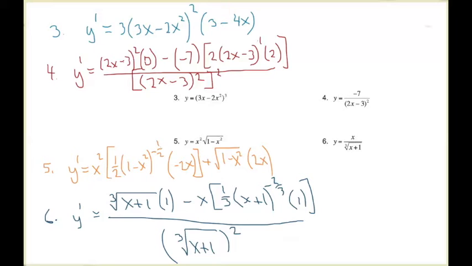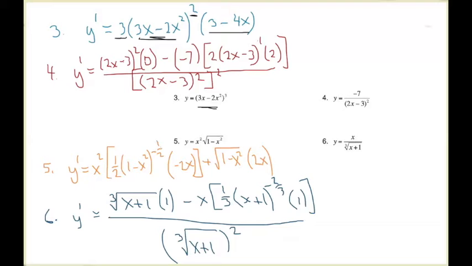Number 3 is a power rule. Something to the third becomes 3 times that something to the second. There's the application of the power rule. The chain rule is then the derivative of what's inside that something, which is 3 minus 4x. I'm liking number 3.